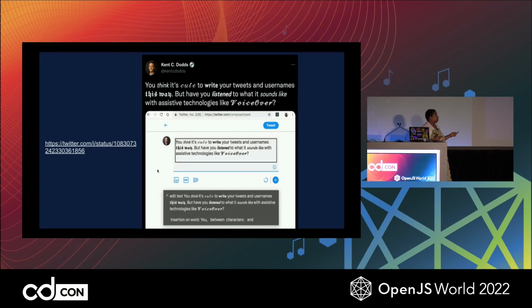So I wanted to share this example. How many people in the room are familiar with a screen reader? Quite a few of you. So for those who are not familiar, a screen reader is an assistive technology that folks who are blind or low vision use. Here on the screen, I have a tweet from Kent C. Dodds. The tweet says, "You think it's cute to write your tweets and usernames this way, but have you listened to what it sounds like with assistive technologies like VoiceOver?" Has anybody? Well, you're about to right now.